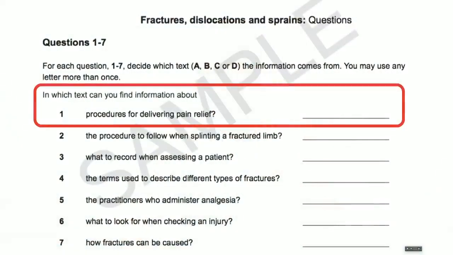So what you need to do is think, okay, in which of those texts, A, B, C, or D, will I find information about pain relief? Now, you might just know it. You probably already know it from what we just looked at. But otherwise, you will definitely have to go back and look at those 4 texts, and you're just going to write A, B, C, or D into that gap.